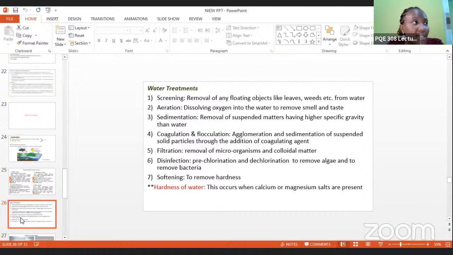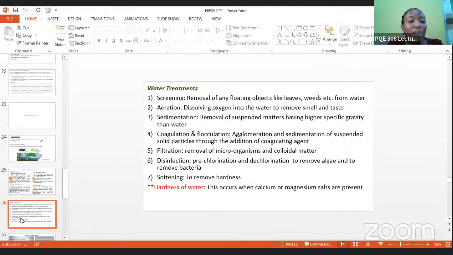We have our alum, that is the aluminum sulfate. You can also use iron sulfate. Then, of course, filtration. You filter, that is removal of microorganisms and colloidal matter. You also have disinfection. They will say this water has been chlorinated, it has been disinfected using chlorine. Of course, you can't just pour chlorine into it. All these things are done by experts, so that it will not come back and harm the users. So disinfection, in terms of pre-chlorination and dechlorination, removes algae and bacteria.